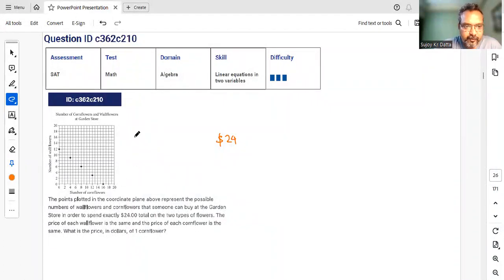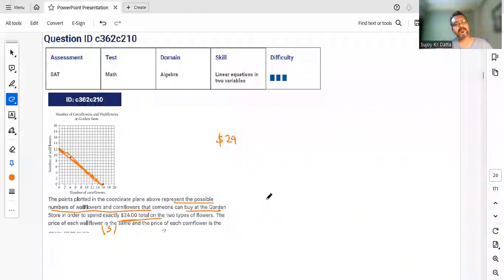Okay. So now if you look at this graph and you think of this straight line joining it, all the points on the straight line are those which have a cost of $24. That's what it says. The points plotted represent the possible numbers that you can buy for $24. So now if that be the case, and you want to find the price of a cornflower, that means you don't buy any wallflowers. So you're basically looking at the x-intercept because the x-axis has cornflowers. So that means you can buy 16 cornflowers.